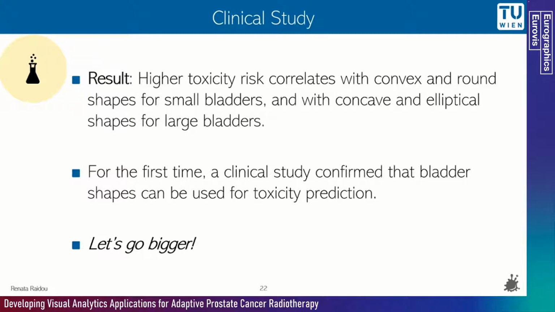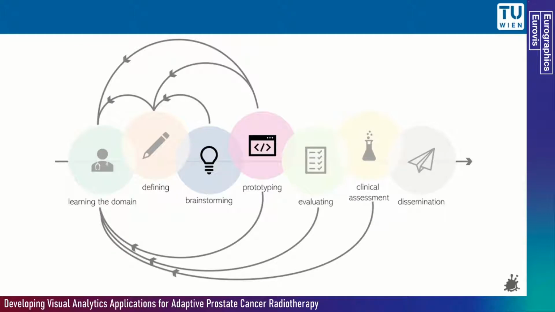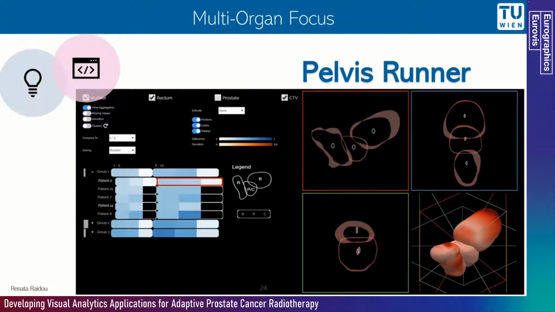Now it was time to go bigger. That's the point where we went back to the brainstorming and prototyping phase to extend the previous work to a multi-organ approach. And this resulted in the Pelvic Runner, where the focus was to determine how different pelvic organs vary through treatment for different patients, and whether, for example, there are the so-called main modes of variation, meaning groups of patients with similar day-to-day anatomical variability.